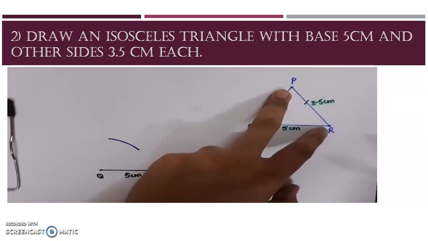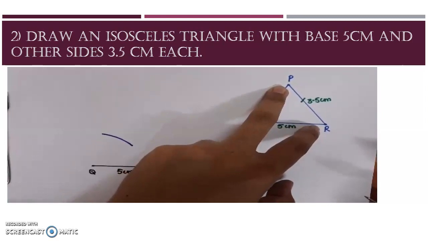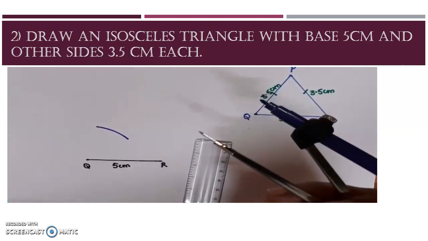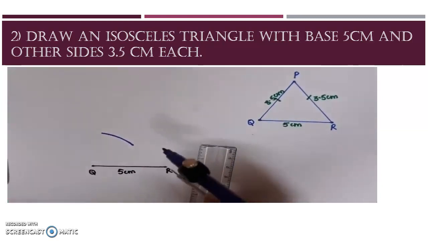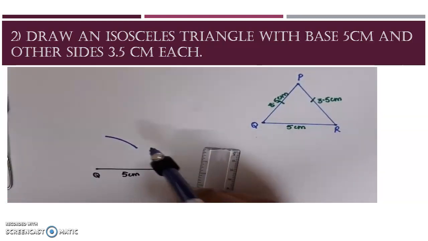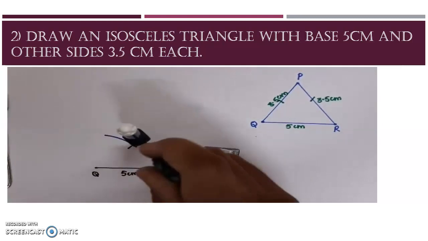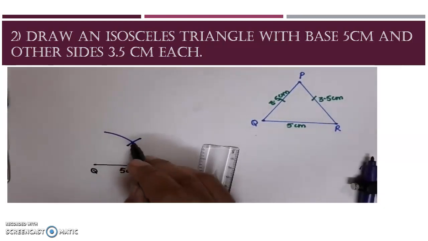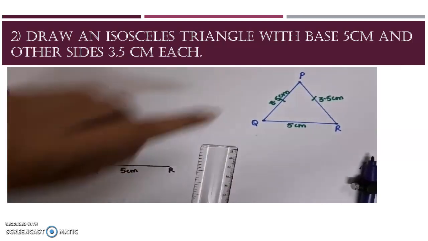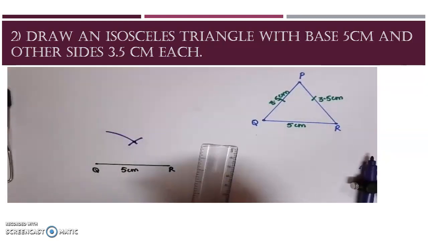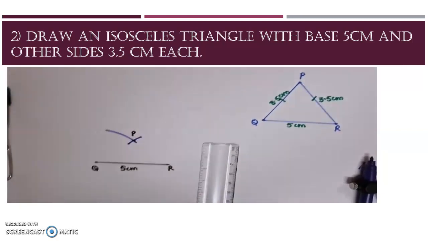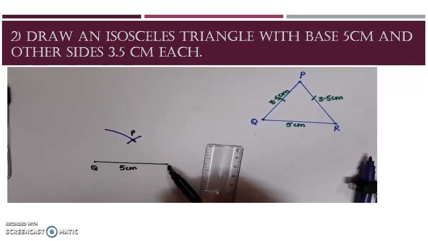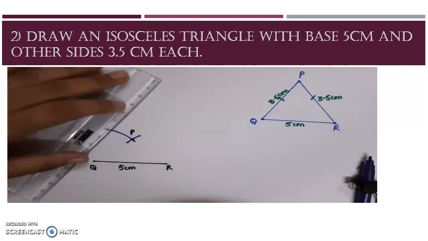Now my second segment which I have to draw, that is PR. PR is also 3.5 centimeters. So we will not change the length of the compass and we will keep it on point R and we will cross the arc which we have already put. Now where both the arcs have intersected each other, this point is nothing but our point P. So here we will give name P, and now this P we will join with Q as well as with point R.